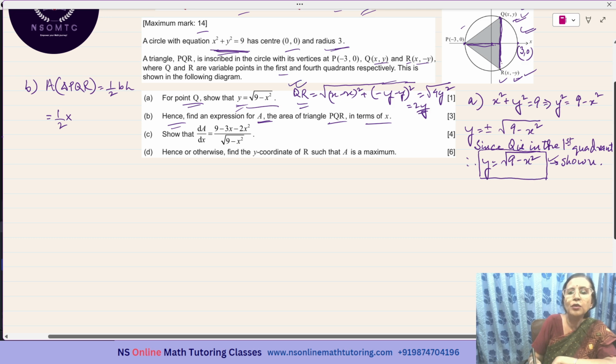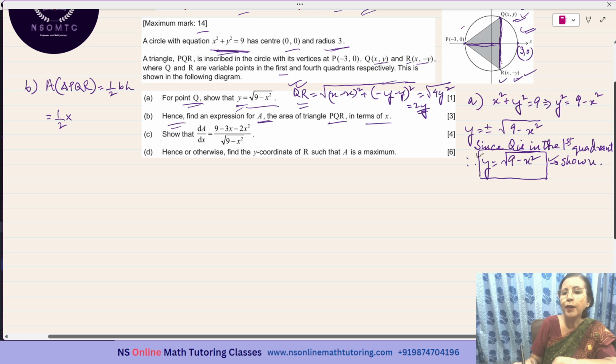You don't have to do this part. I have done this part just for the sake of explanation, because this is a common question for both the SL level student and the HL level student. So for the SL level student especially, I have done this portion. How to get the base length? It will be the distance. We will use the distance formula and we will get 2y.